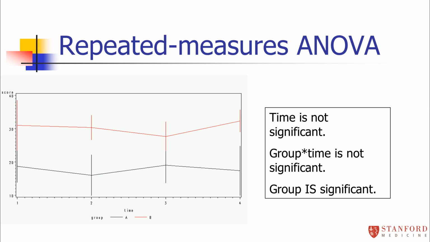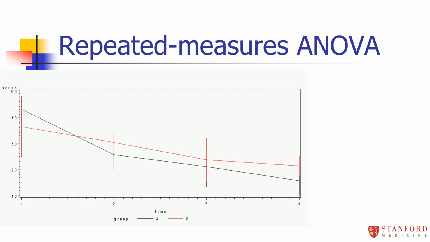Here's a picture where time is not significant. Nobody's changing over time. Everybody's stable, so time is not significant. Group by time is also not significant. Both of those lines are essentially pretty parallel. The changes over time are the same for both groups. However, the group factor here would be significant because at all time points, group B is higher than group A.